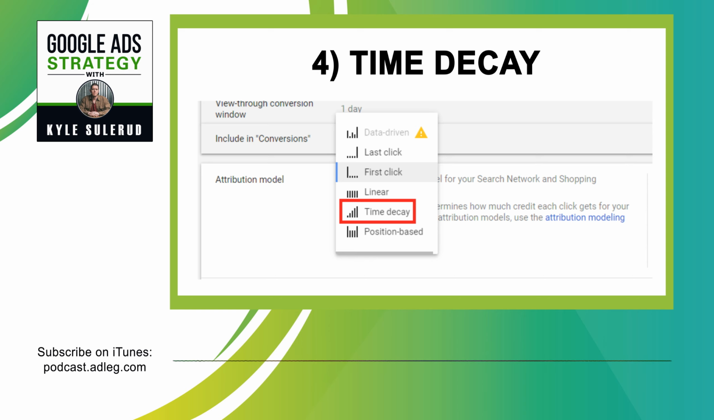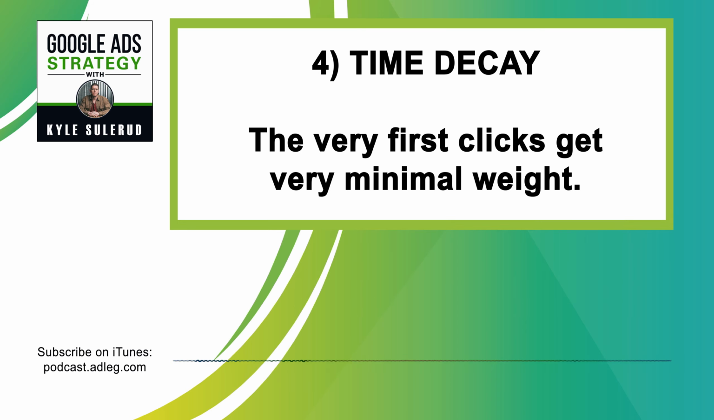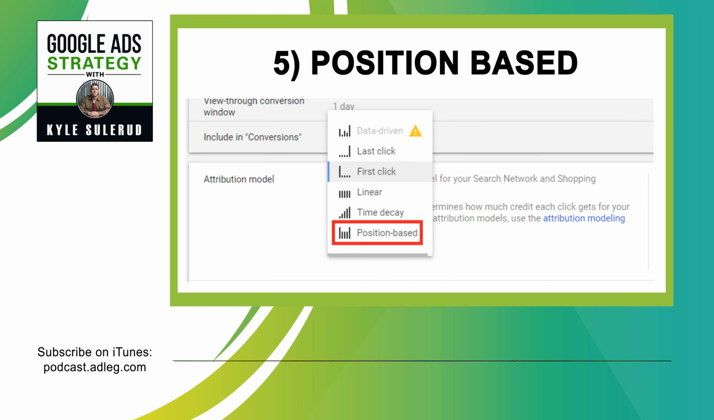We also have time decay. In this model, the clicks that happened closest in time to the conversion are going to get more weight. And there is a formula that they use for this, but all you really need to know is that the very first clicks are going to get very minimal weight in that conversion. The last click or the last couple clicks that happened before the conversion actually happened, those are going to get weighted more heavily. So you might see a 0.2 conversion on one click and a 0.8 conversions on another click, for example.